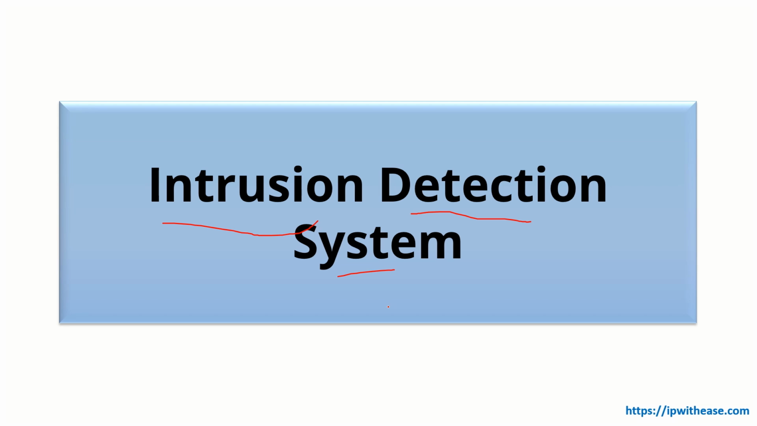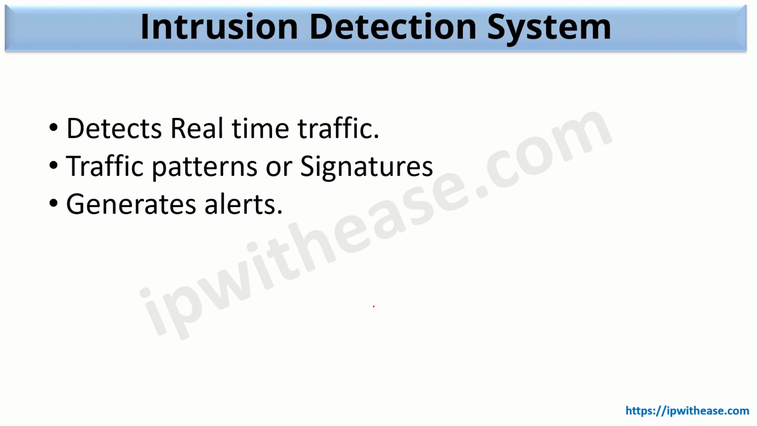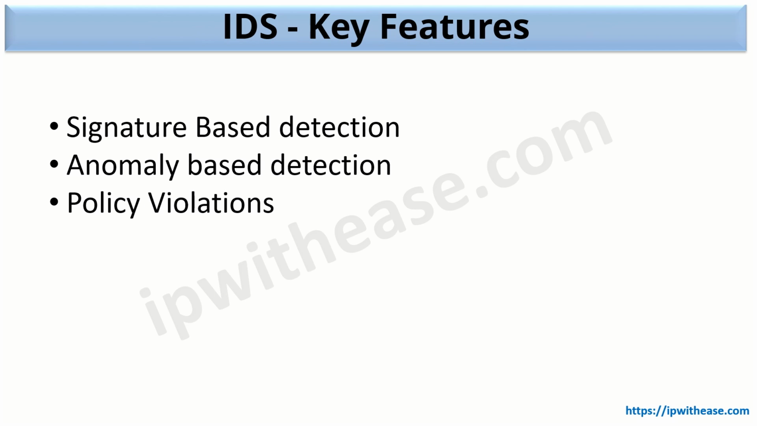Let's understand a little bit more about what IDS is. Its functionality is that it detects real-time traffic, then based upon the pattern or the signature, it will take a rectification or rather inform the respective system via generating alerts. That is IDS, or intrusion detection system. Now, some of the key features of IDS.